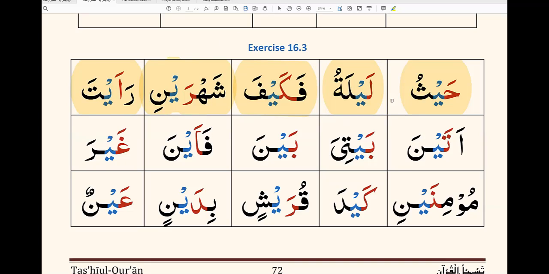We're going to go through that line once more from the beginning. Okay. Heithu. Leilatu. فَكَيْفَ. Okay, this is a soft kaf. Okay, soft kaf, thin letter. Okay, كَيْفَ. فَكَيْفَ. Beautiful, much better, excellent. شَهْرَيْنِ. رَأَيْتَ. Beautiful recitation, A5303. That was lovely.